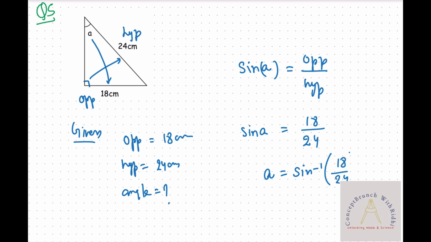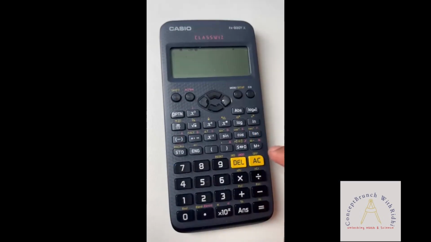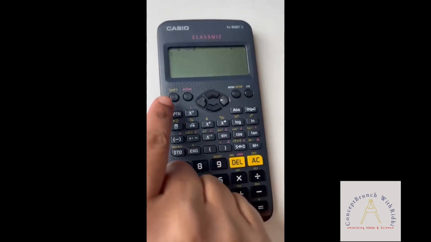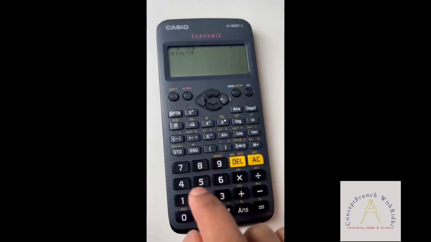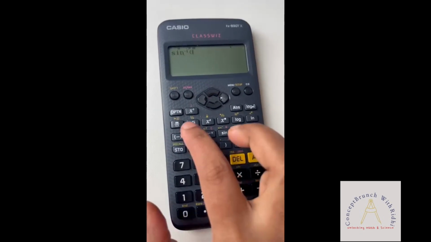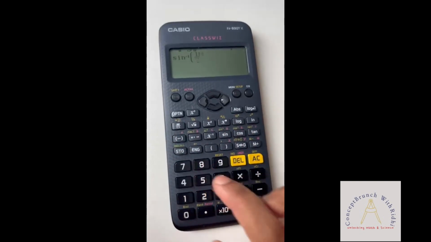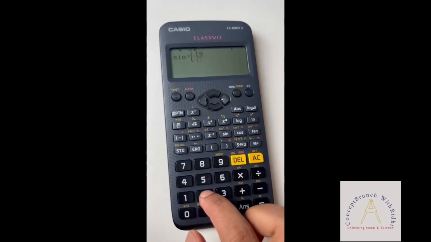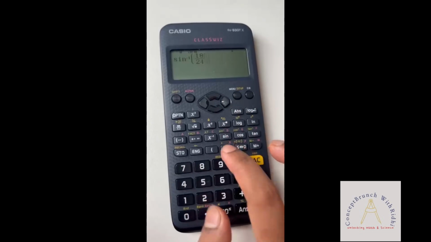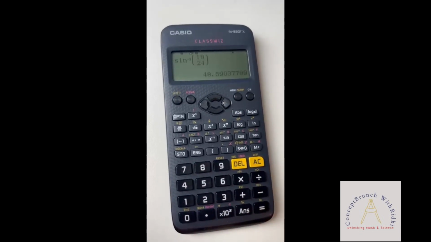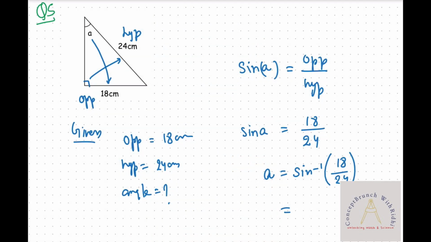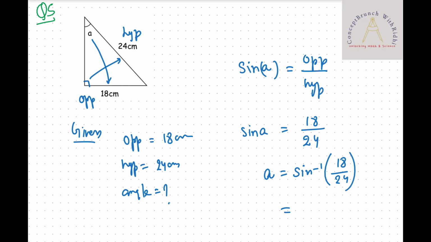Put all this information in the calculator. For sine inverse, you have to put 18 divided by 24, bracket close, and we'll get the angle. So we got the answer as 48.59 degrees. Okay, this is our final answer.